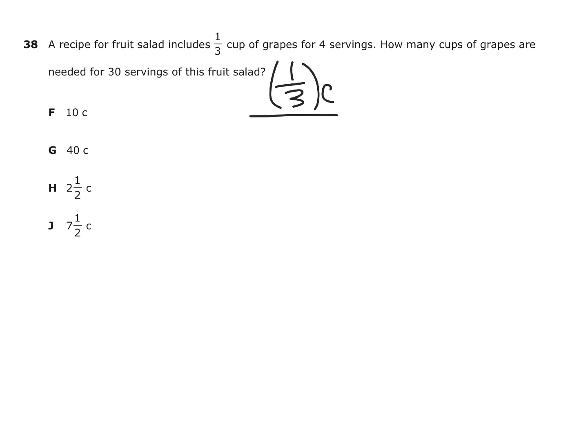1/3 cup produces 4 servings. And then, how many cups will be needed for 30 servings? So this is a ratio and proportion problem. How many cups? So we're going to say X cups. I'll just use C for cups. And for 30 servings.